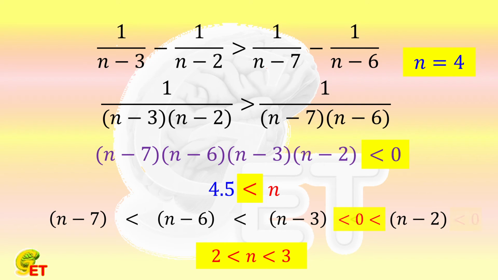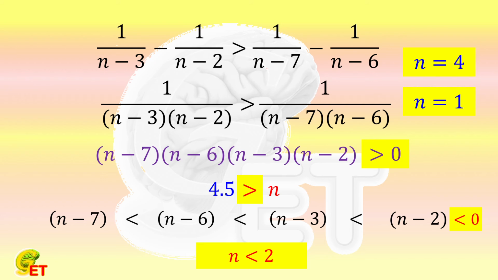0 is bigger than n-2. n is smaller than 2. The product of the four factors is bigger than 0. And n is smaller than 4.5. Both smaller than 2 and smaller than 4.5. This is our second answer, n equals 1.